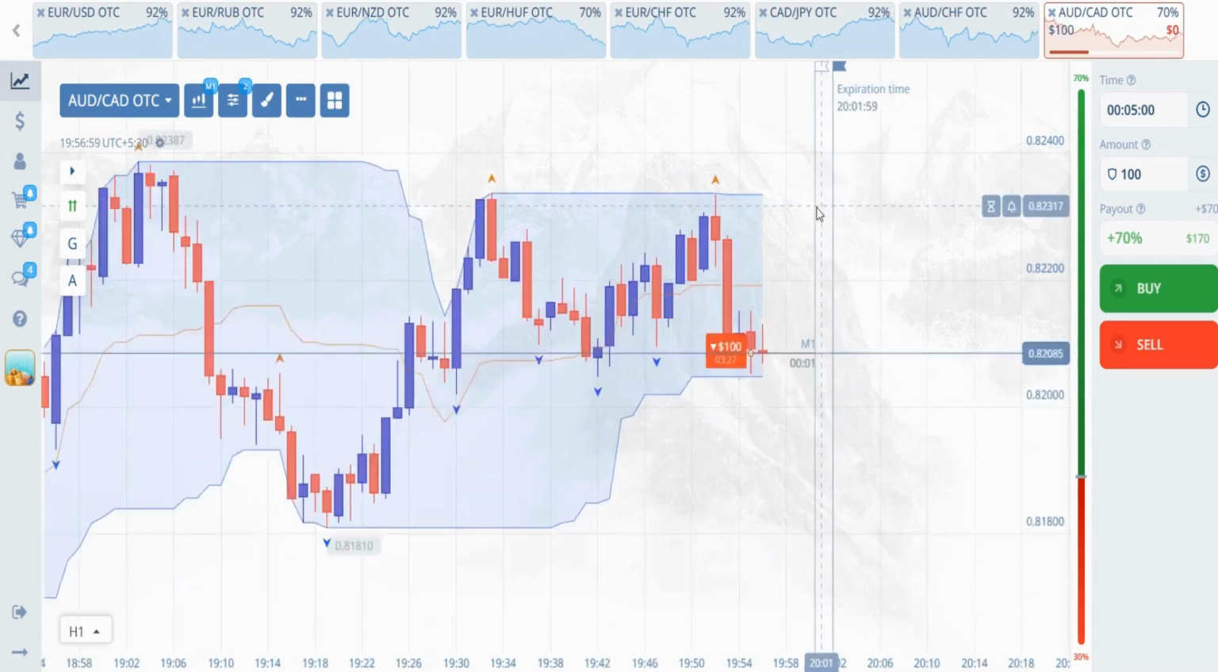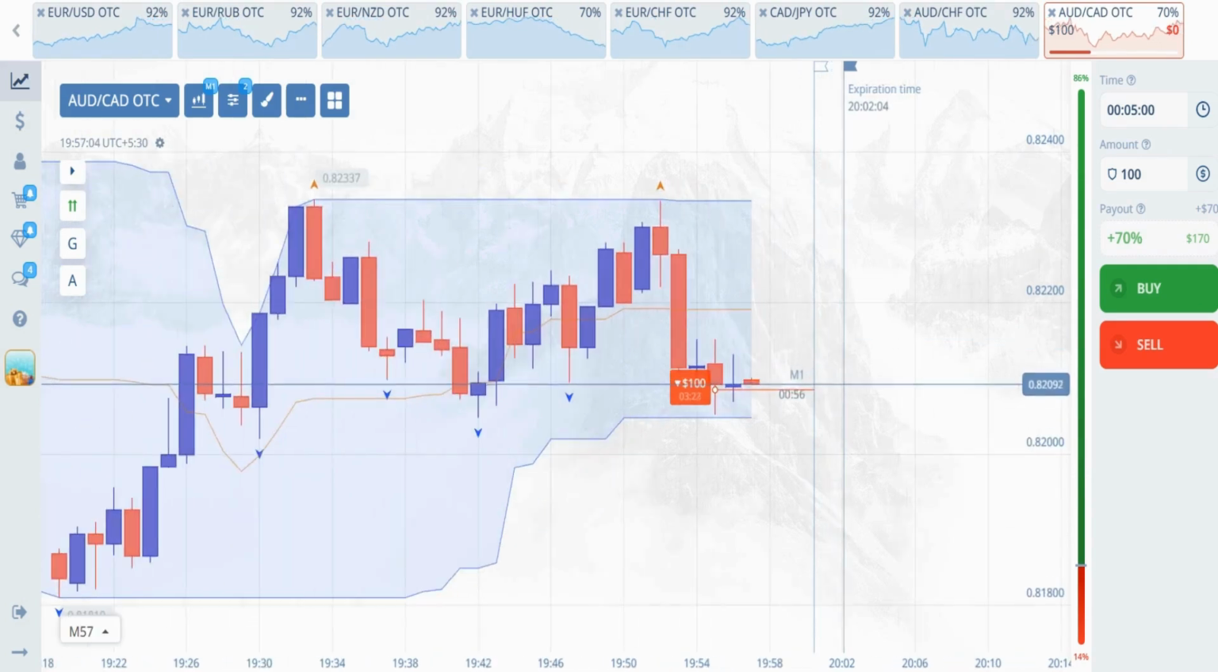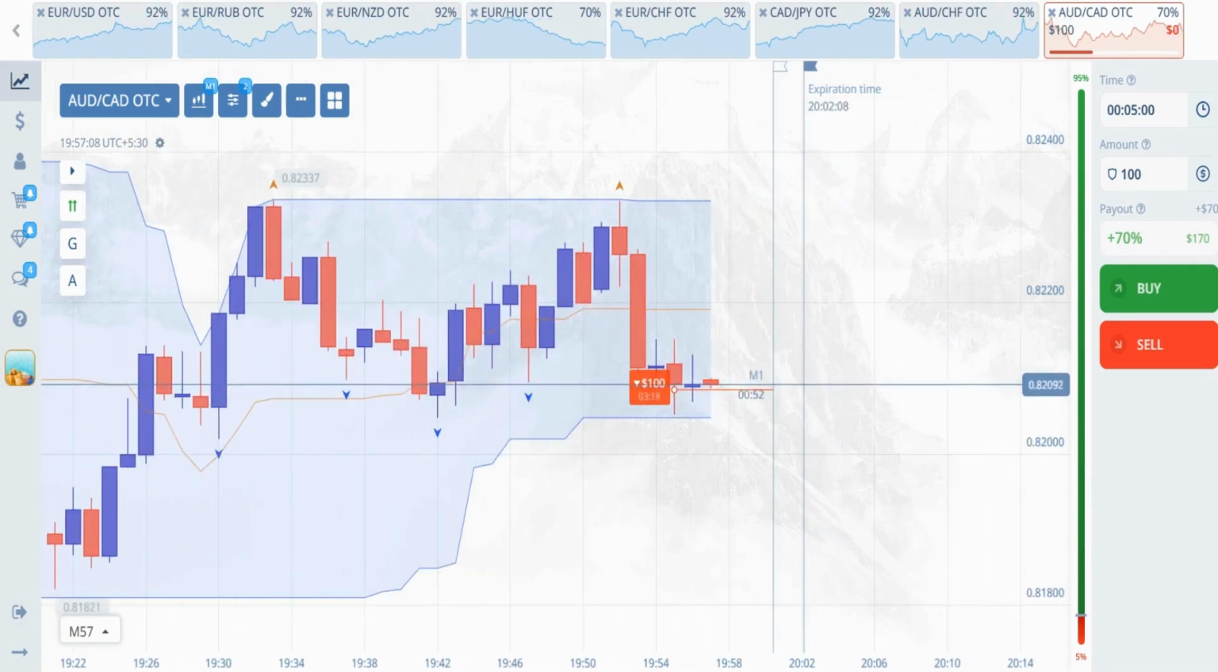Candle time frame and trade expiry. Set the candle time frame to 1 minute. Use a trade expiry of 5 minutes.